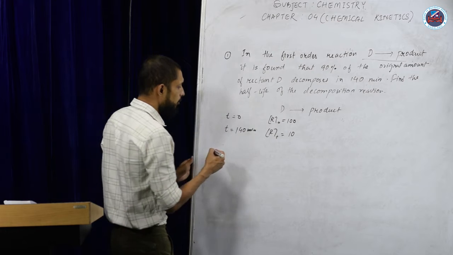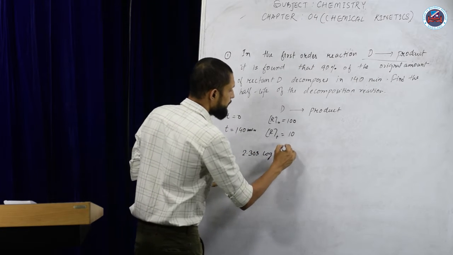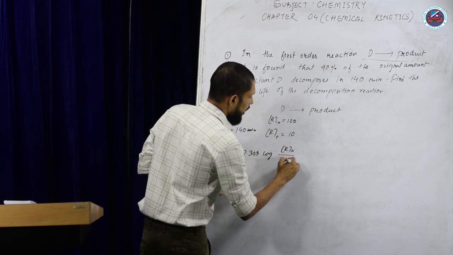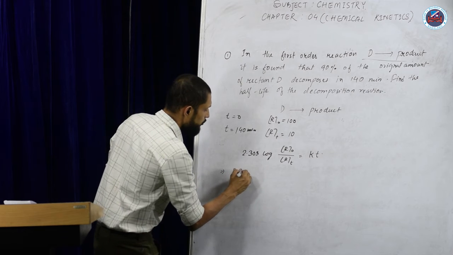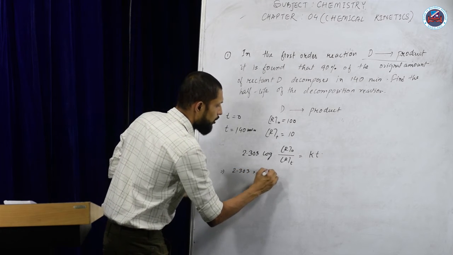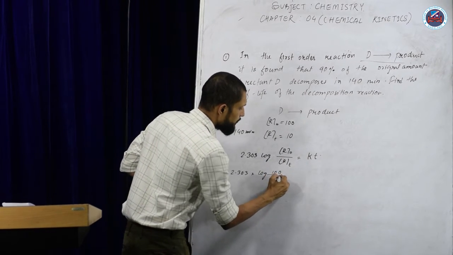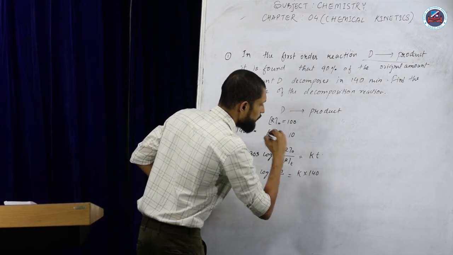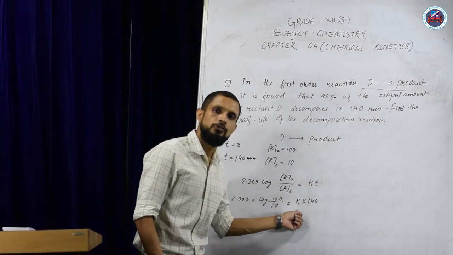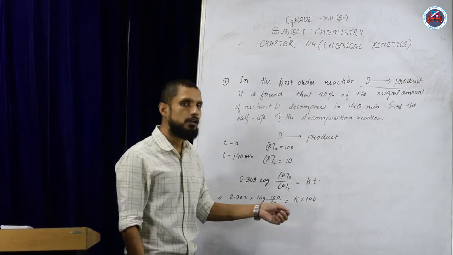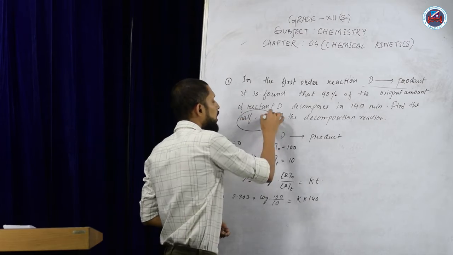So now let us use the equation 2.303 log of R0 by RT is equal to kt. So it's 2.303 multiplied by log of R0, which is 100, so we'll write here 100, RT is 10, is equal to k multiplied by 140 minutes. So using this, you'll first find out the rate constant. And using this rate constant in the half-life equation for first order, you'll find the half-life time.